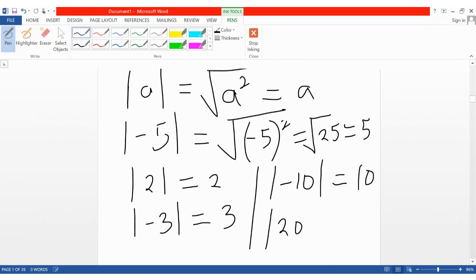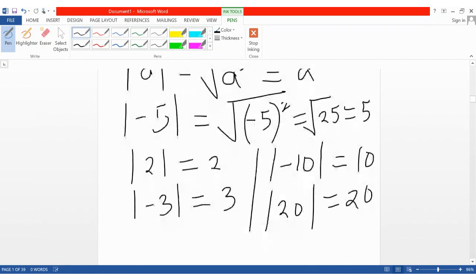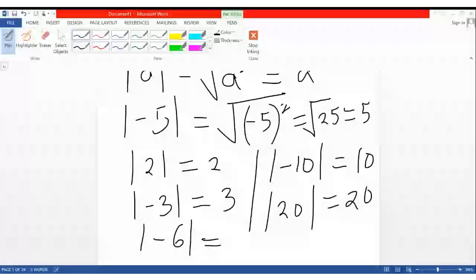Try this one out. The magnitude of negative 6. Give me the answer now. At least I've given you an overview of magnitudes. What is the magnitude of negative 6? It is easy. Correct, it is 6. Simple as that. So the magnitude of negative 5 will remain as 5.